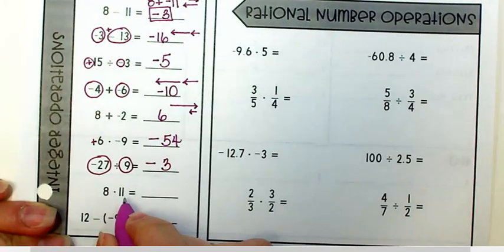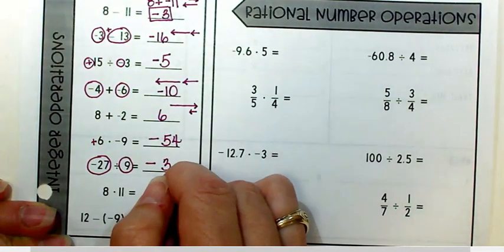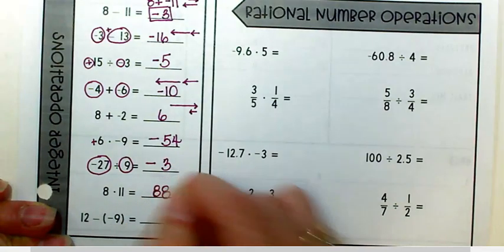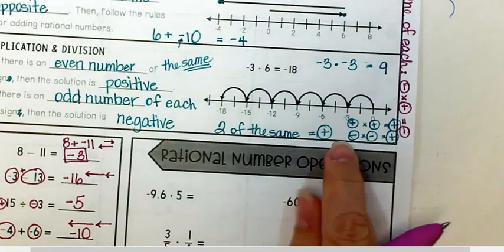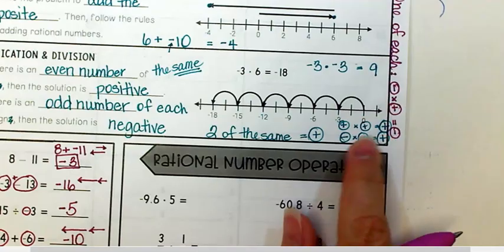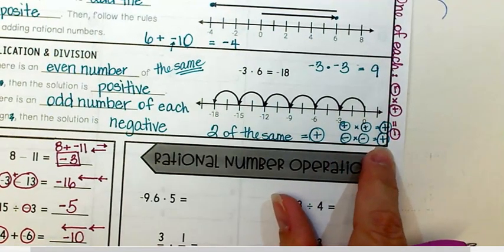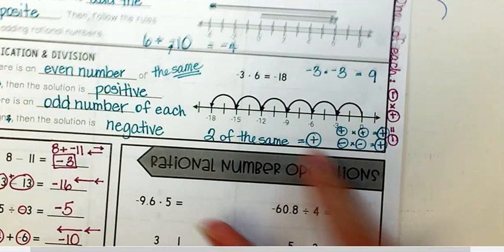I have +8 times +11. This is what we've been doing for a long, long, long time. And that is just going to be a +88. Why? Because remember, if we have two positive numbers being multiplied together, the answer is positive. If we have two negative numbers being multiplied together, the answer is also positive. Basically, if you have two of the same sign, your answer is positive when you're multiplying and dividing.